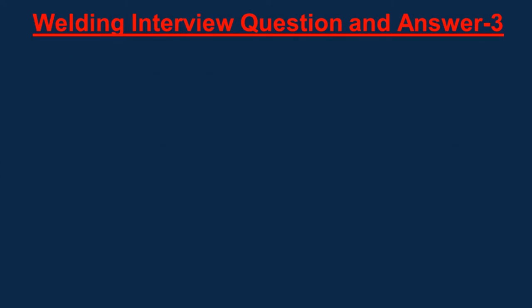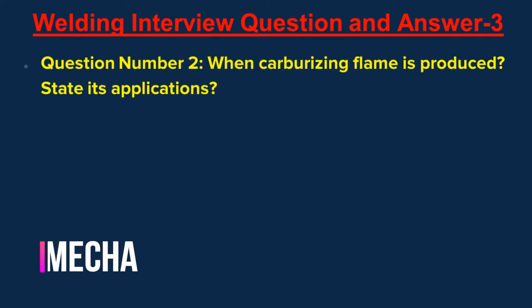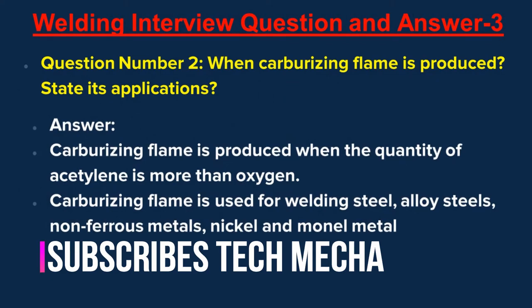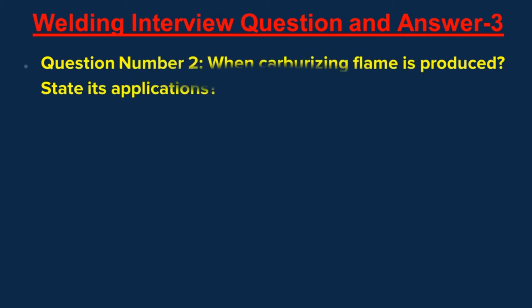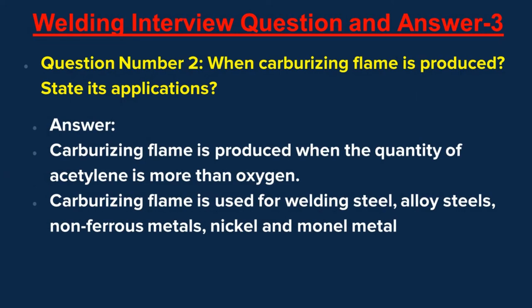Question number 2. When is carburizing flame produced? State its applications. Answer. Carburizing flame is produced when the quantity of acetylene is more than oxygen. Carburizing flame is used for welding steel, alloy steels, non-ferrous metals, nickel and monel metal.